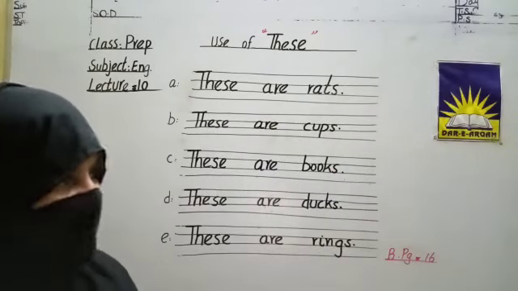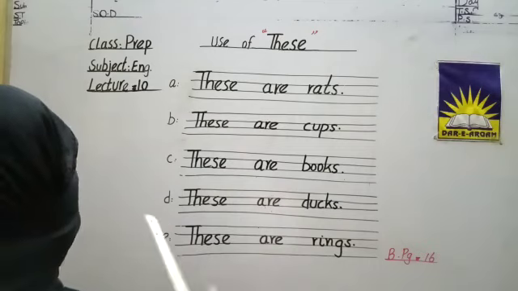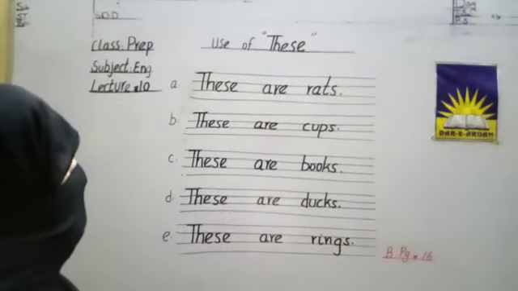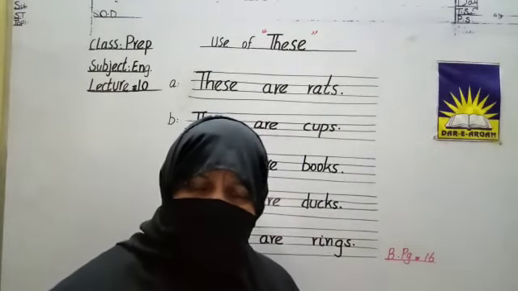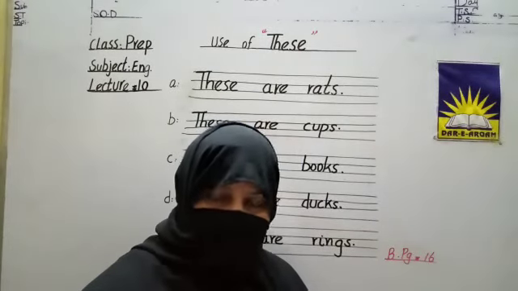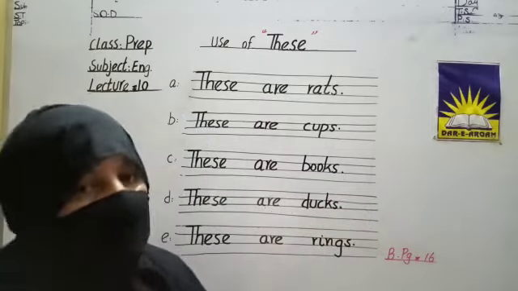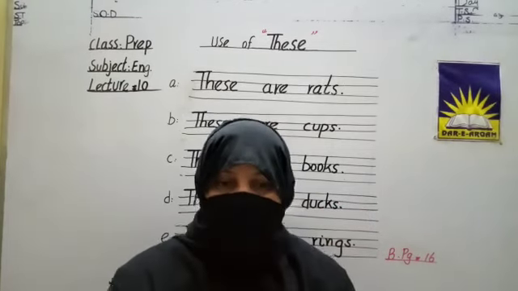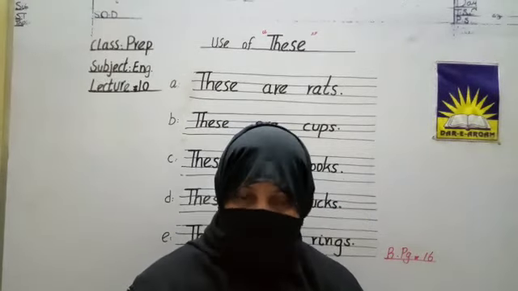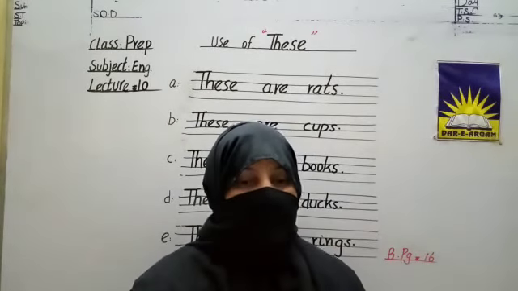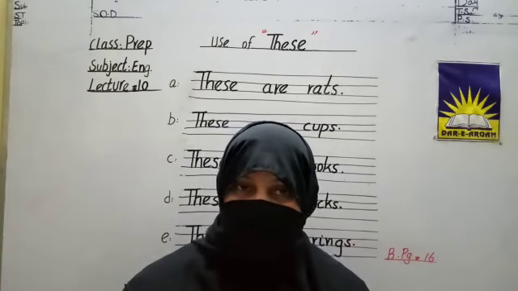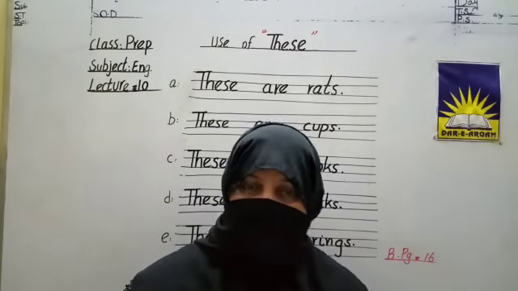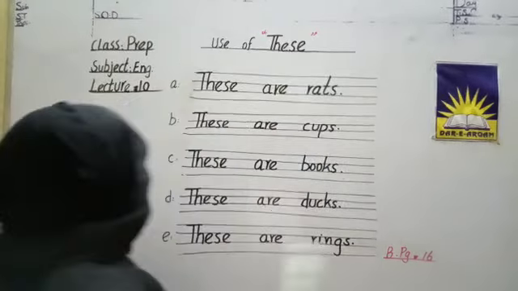Now, students, repeat this lesson with me. Today we read the use of "these". Now, you tell me where we use these. Yes, good. Okay, I repeat this topic. We use these for the objects that are more than one and they are near to us. Clear, students? Okay, let's start reading.